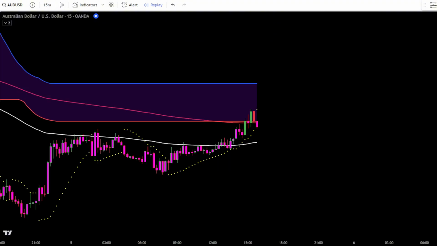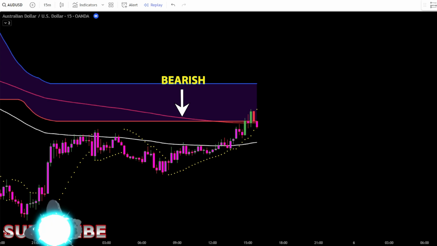How to place a sell entry. If the 100 EMA crosses below or is positioned below the 200 EMA, this indicates a bearish trend. In this situation, you will only look for the best points to place a sell entry.